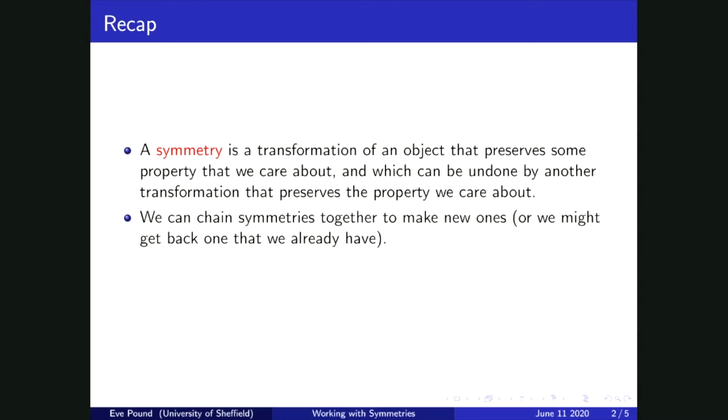One thing that we played around with quite a lot last time was that we can chain symmetries together to make new ones, or we might chain them together and get some other symmetry that we already know about. But the point is, if we chain a symmetry with another symmetry, what we get is a symmetry again. And finally, whenever we have an object and we're thinking about all of its symmetries, do nothing will always be a symmetry because it preserves every property that we could possibly care about, and it can always be undone by doing nothing again. So do nothing is always a symmetry no matter what our object is or which property it is that we're trying to preserve.